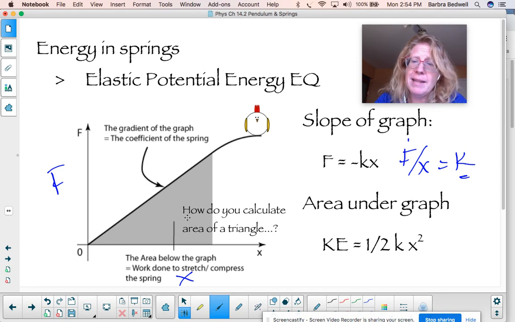But what's kind of nice about this is that the area under the graph actually means something here too. It's the amount of force that you had to do to get that on there, which is also known as work. And you can see that work is on here. But over here, I don't have work written.